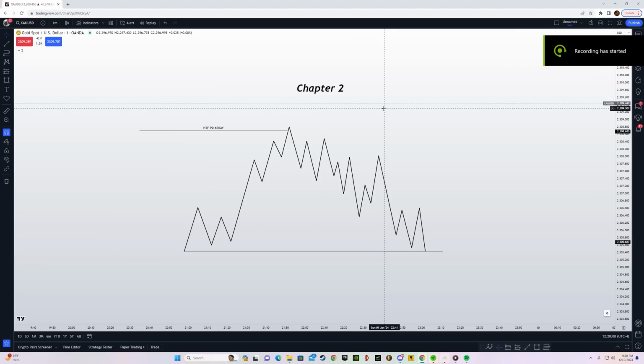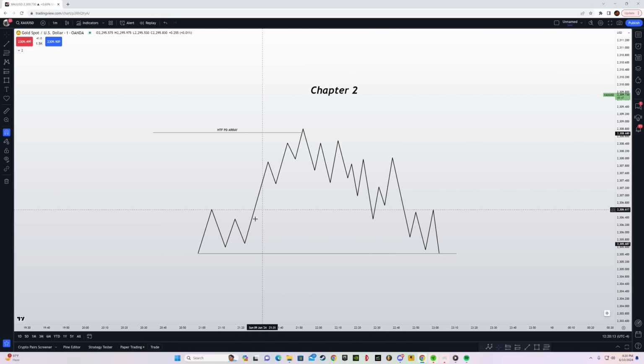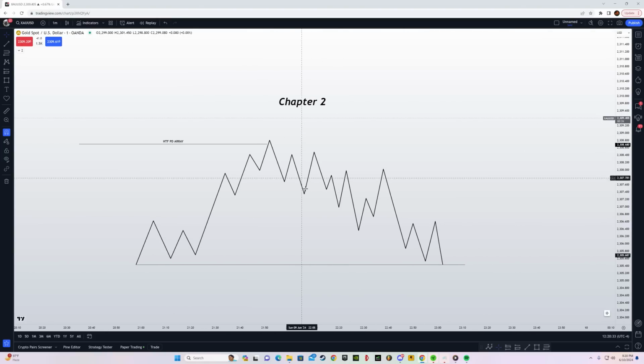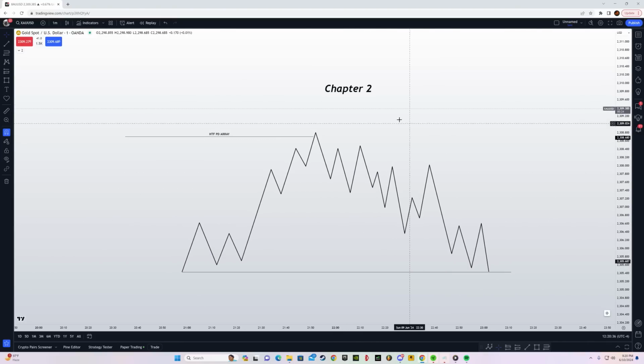All right, guys, so this is chapter 2 of this course, and in this chapter, we are going to learn about how to actually enter and how to actually take high probability trades, because even if you identify the market maker model, there is no guarantee that you are going to win every trade. But to increase the probabilities of each trade, we have to look for certain patterns. All right. So if you look at this price action, you might be confused. Okay, what the hell is this, right? And it's totally understandable, but I'm going to teach you everything.